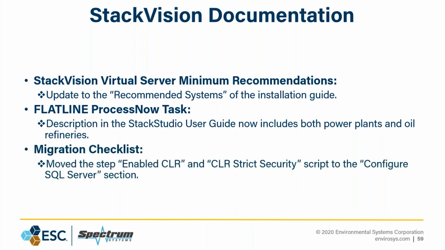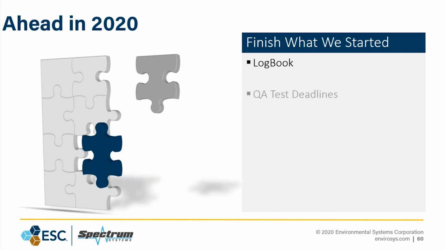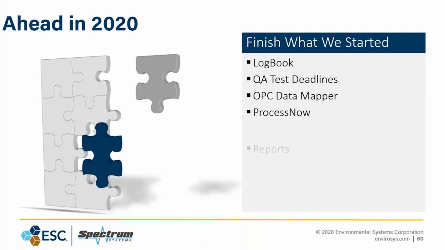And the migration checklist, the step to enable CLR and the CLR strict security script has been moved to the Configure SQL Server section. So make sure you look out for those if you are doing the migration, and be mindful that the migration checklist has been adjusted. So that is the end of the enhancements and the bug fixes for 6.11.